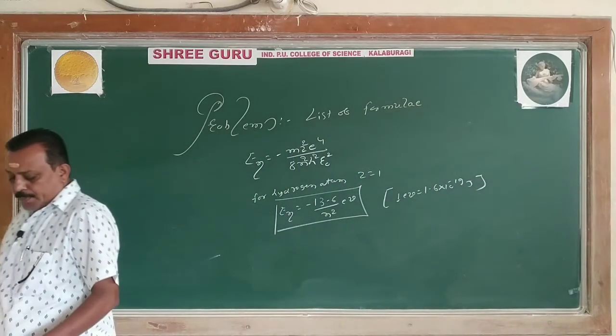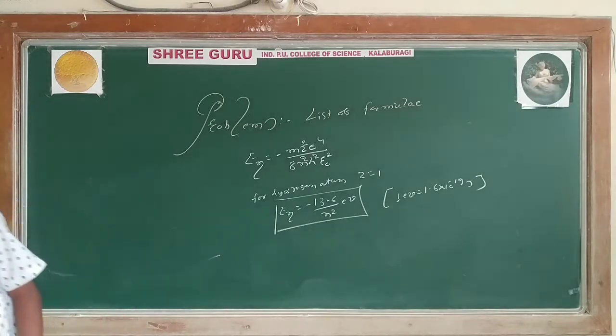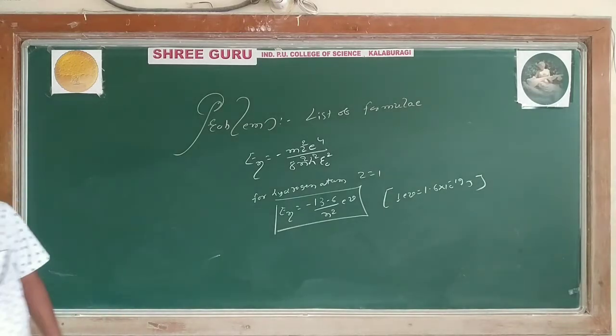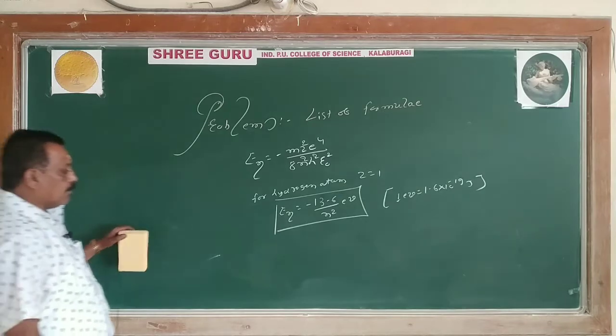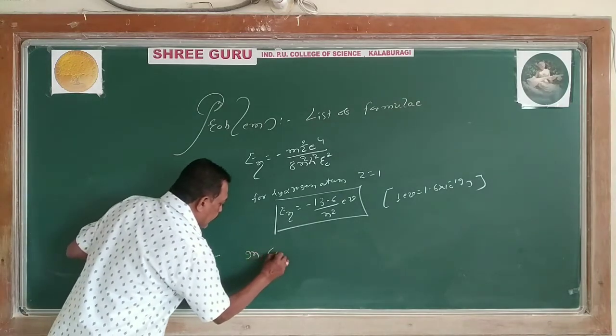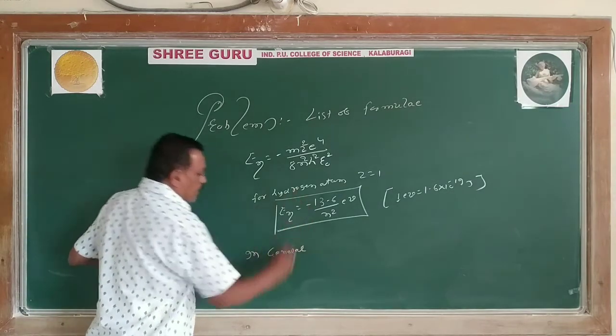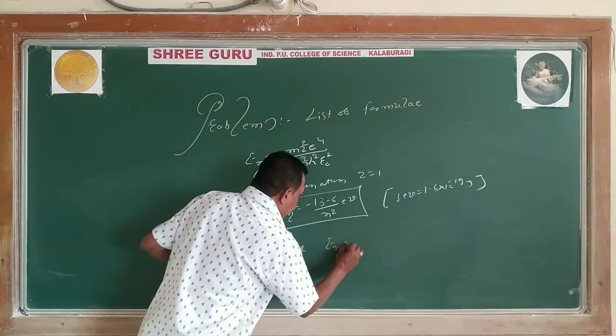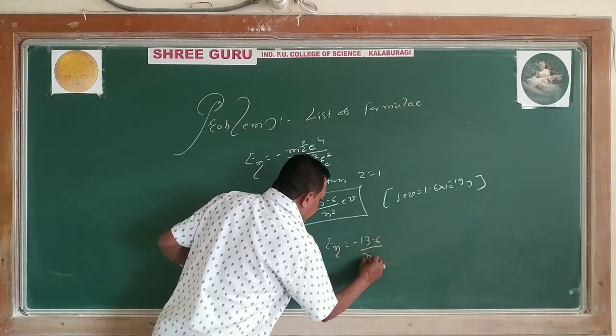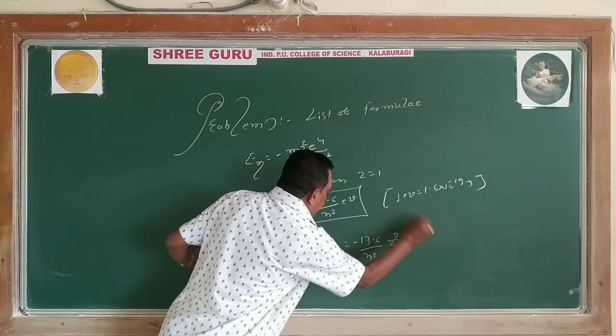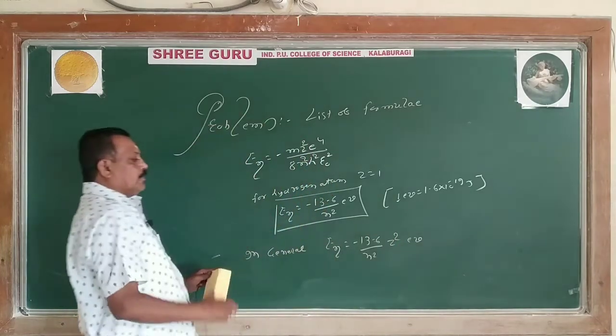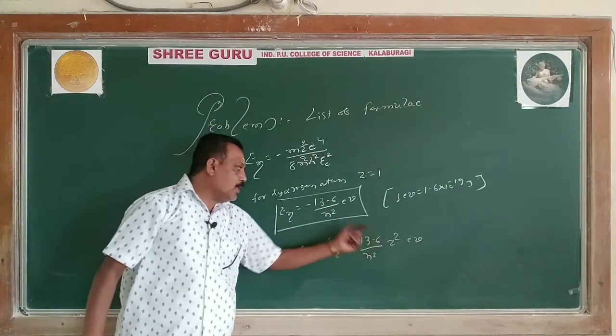Then, in general, for any atom, the nth orbital energy is minus 13.6 divided by n square, z square, in terms of electron volt. For hydrogen, z equals 1 in this equation.